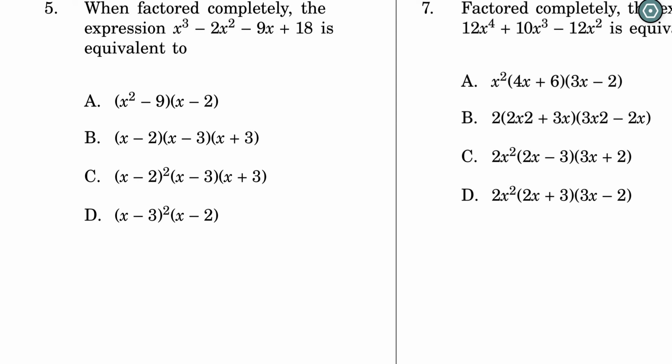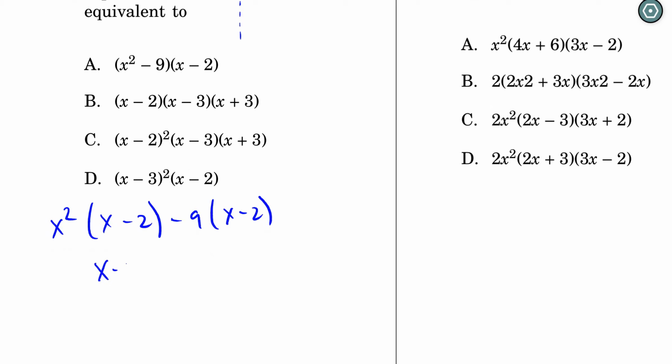Number 5 is another example of grouping. If I group the first two terms from the second two, the GCF is x squared, leaving us with x minus 2. Negative 9 for the second two, again leaving us with x minus 2. We always want to have those same two things there.